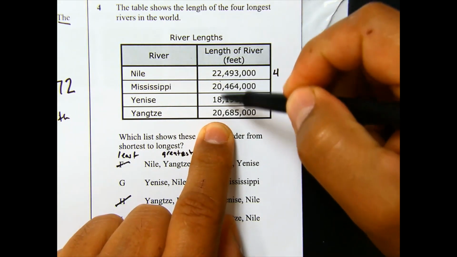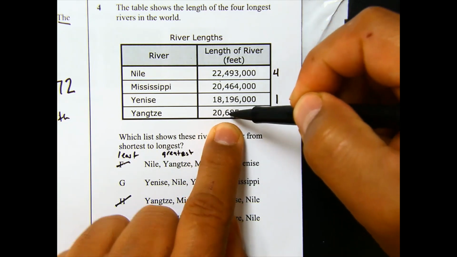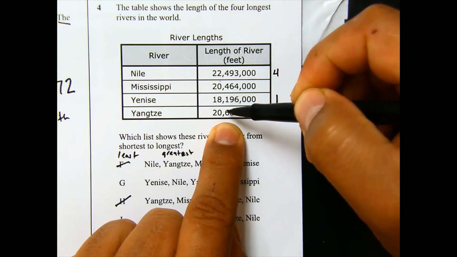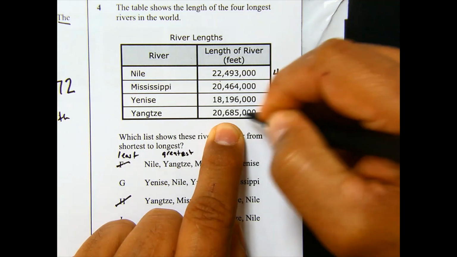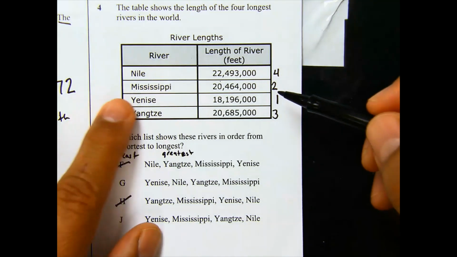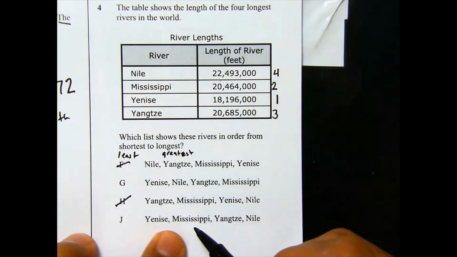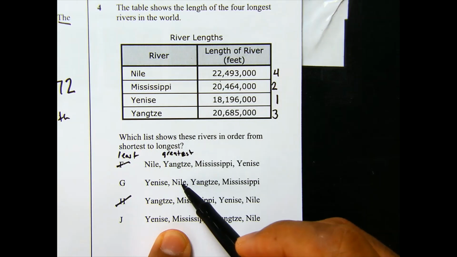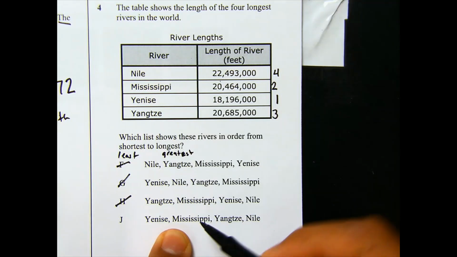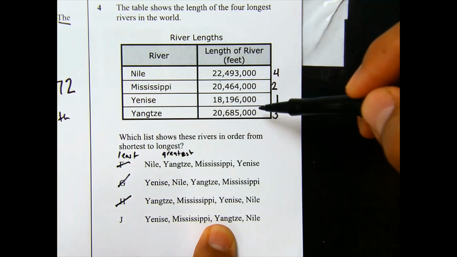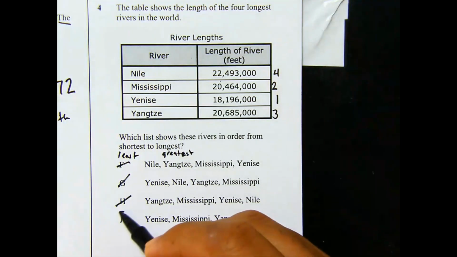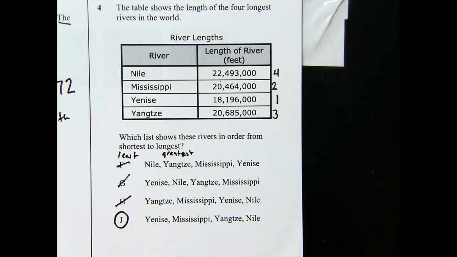So since these two have zeros, I will go to the 100,000s place. Remember, I'm looking for the smallest number. So 4 is less than 6. So that would have been my second one, this would be my third one, and that would have been my fourth one. So the second smallest river would be the Mississippi. We know the Nile is going to be the largest river, so it's got to be this one. So Mississippi would be second. The Yangtze would be third, and the Nile would be fourth. My answer would be J.